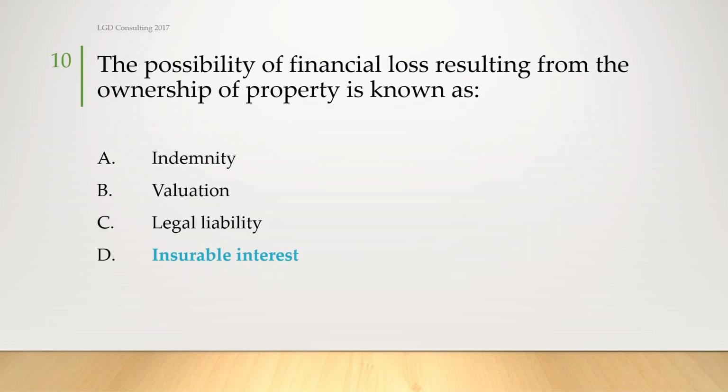All right. So you cannot get a gain out of insurance. So even though the test will say expectant or contingent interest, even though you're expecting to inherit a house from a grandfather, you can't buy a policy because you don't own it yet until grandfather passes away. Okay.